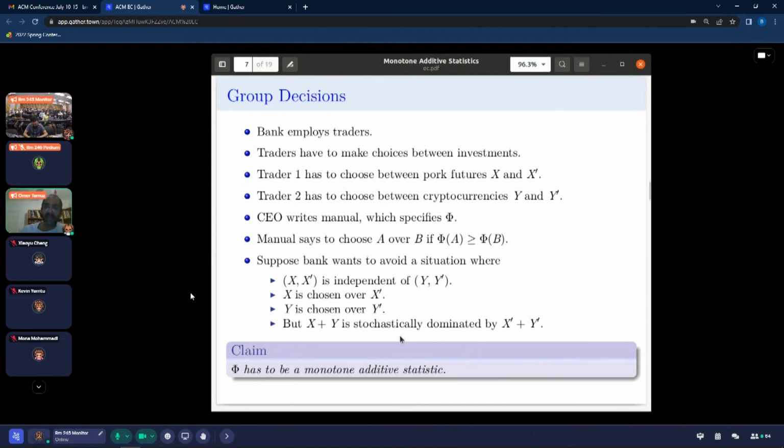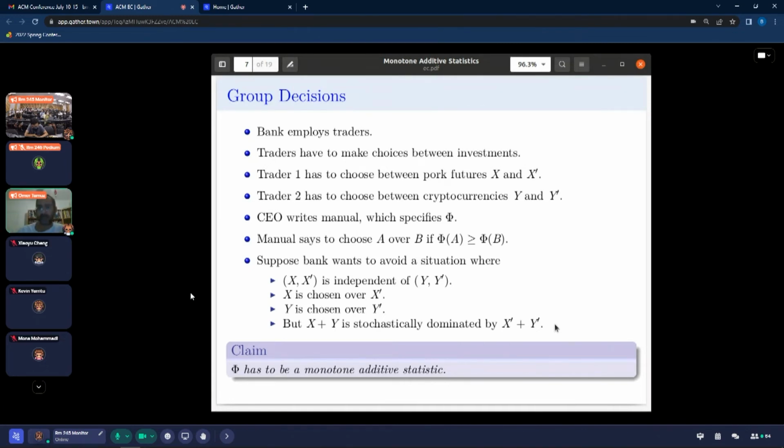And the claim says that if you want to avoid these kinds of situations, you have to have a monotone additive statistic. In other words, if your statistic is not additive, you're going to be able to find such an example of X prime, Y prime, where you choose X and Y, but X plus Y is dominated by X prime, Y prime. So it's again about having independence between different parts of the system. If you have some kind of distributed system where different parts make autonomous decisions, then avoiding stochastic dominance in the aggregate is the same thing as having things be additive in the phi that you choose.